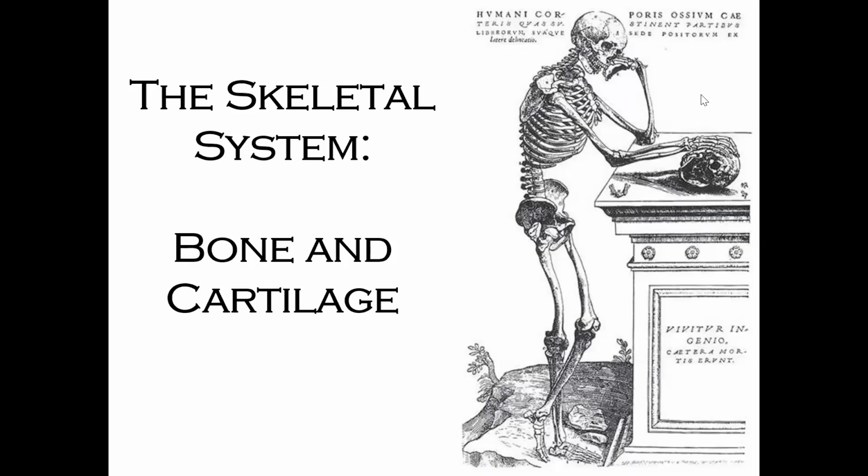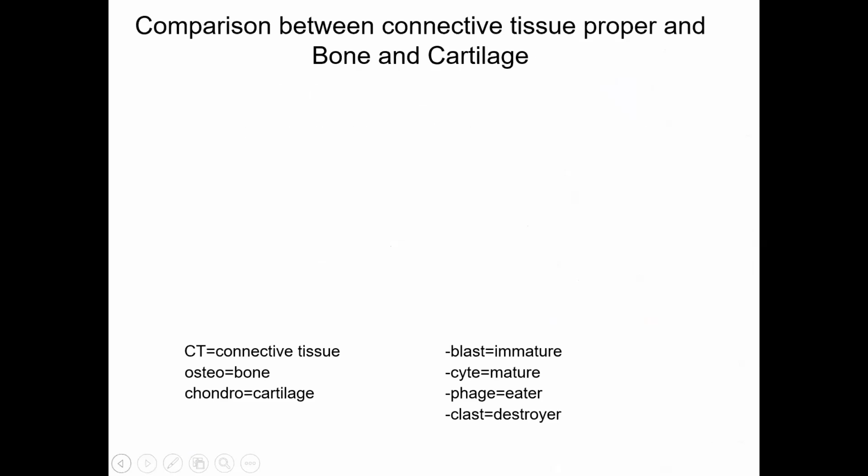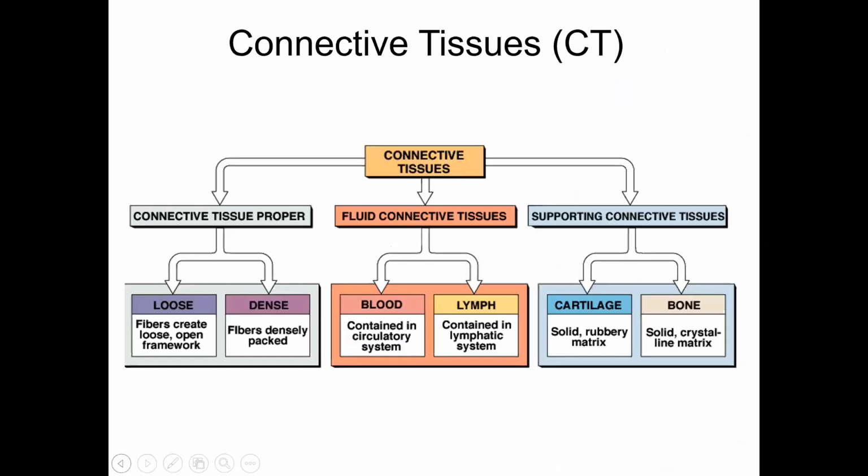All right, so having talked about the skin, we need to talk about the skeletal system, bones and cartilage. Bone and cartilage are connective tissues. We've talked about loose connective tissue and dense connective tissue. So now we're over here.